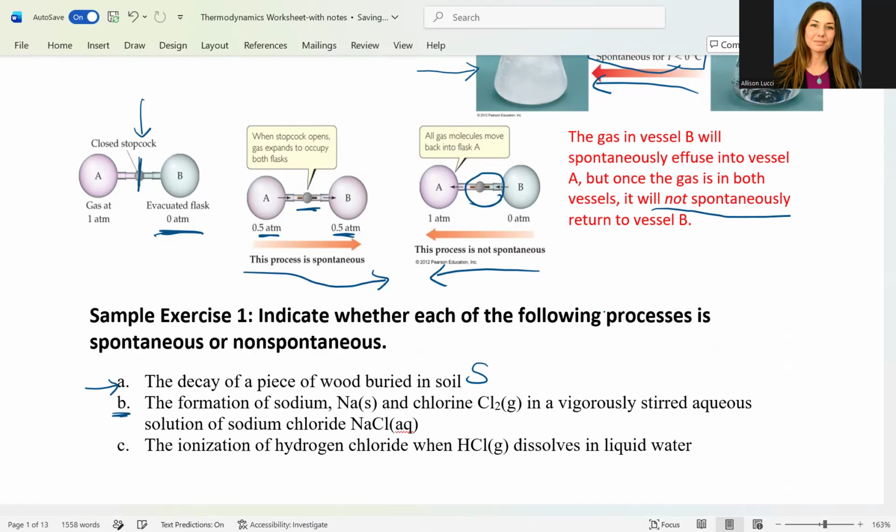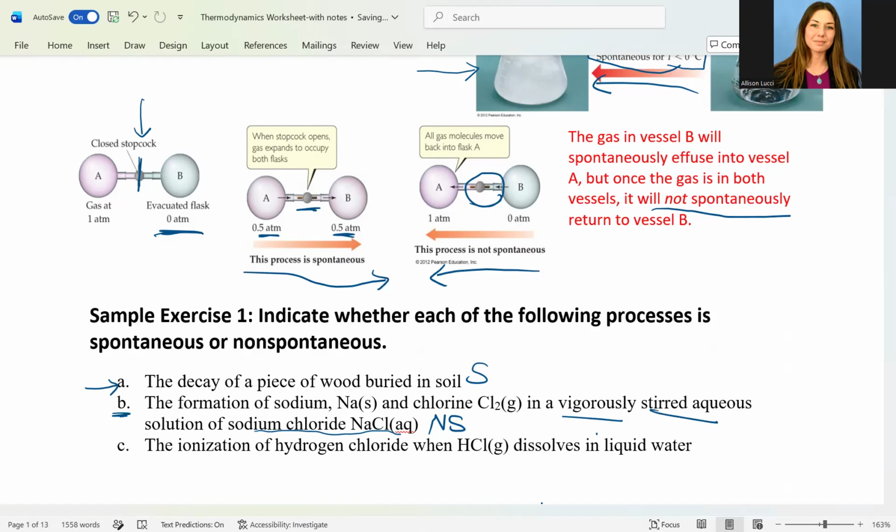In example B now, we're asked if the formation of sodium metal and chlorine gas, Cl2 gas, in a vigorously stirred aqueous solution of salt water, sodium chloride here, is spontaneous. If we think of this in the reverse, if we stirred an aqueous solution vigorously of salt water, would we make metal and chlorine gas? Well, thankfully, no. This would be a non-spontaneous process, no matter how hard you stirred that. I have never been able to make chlorine gas by stirring salt water. So we'll put an NS for that one.